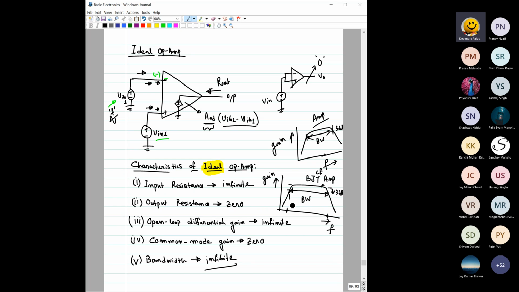Suppose it starts from here. I have also shared with you one video that was recorded in the lab, and for that it was from 50 hertz. If I remember correctly, it was around 50 hertz to around 400 or 500 kilohertz. So the difference between these two is the bandwidth. The bandwidth is finite, but for an ideal op-amp it is infinite. That means you can use a signal of any frequency, and this op-amp is expected to give a similar gain for any frequency that you are giving at this input.